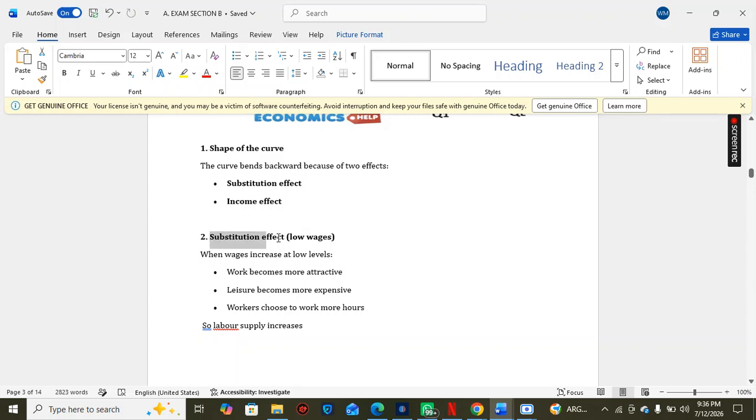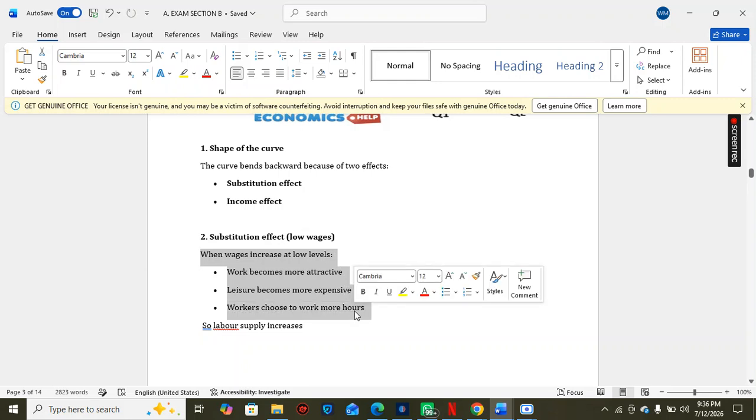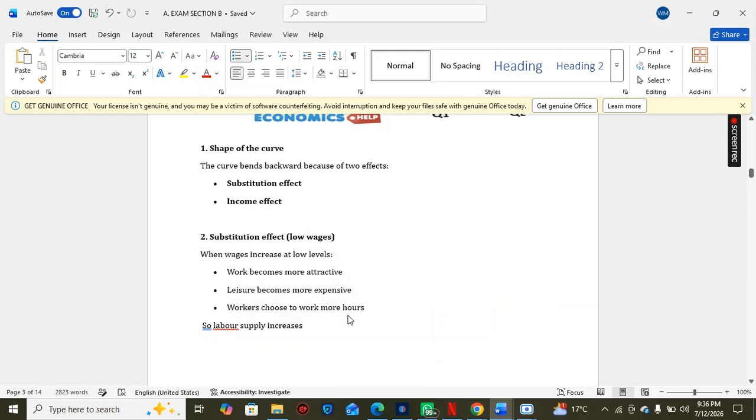So as you can see, substitution effect, low wages. When wages increase at low levels, work becomes more attractive. Leisure becomes more expensive. Workers choose to work more hours. Okay? Because you're earning money. All right. That's why other people are also putting in overtime. Okay, because you need as much money as you can get. So you even put in overtime.